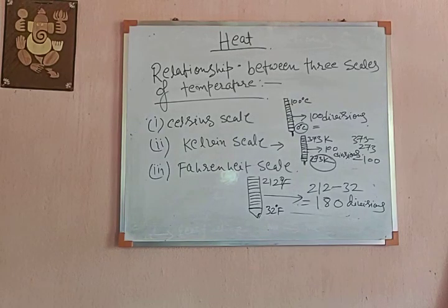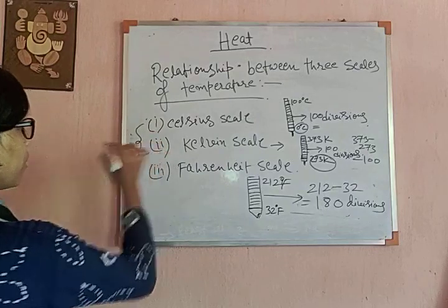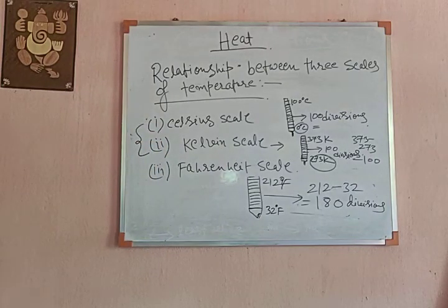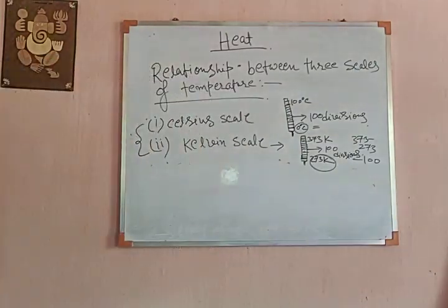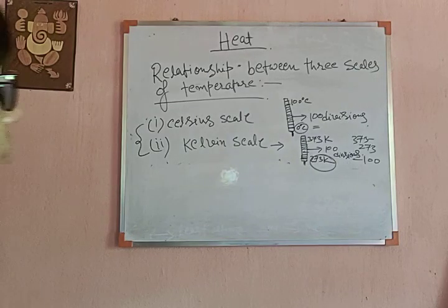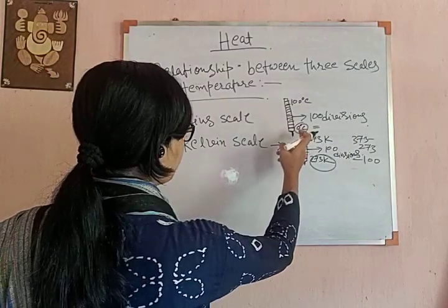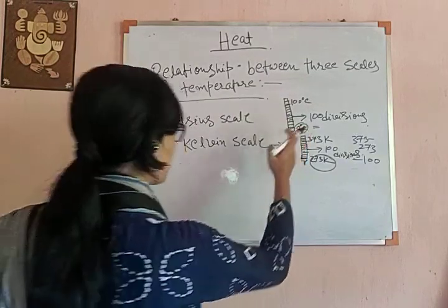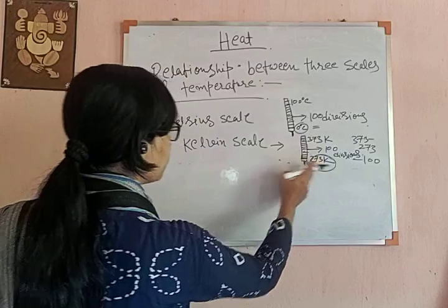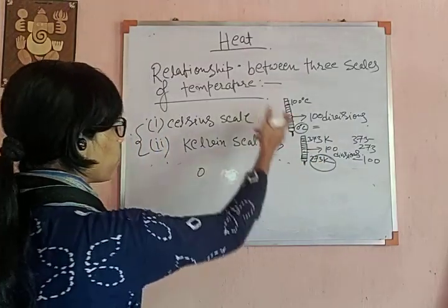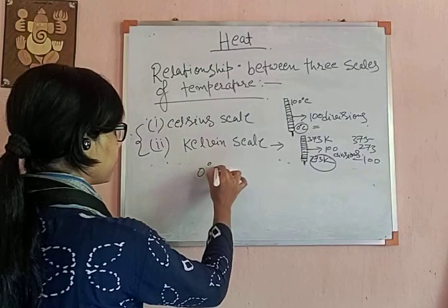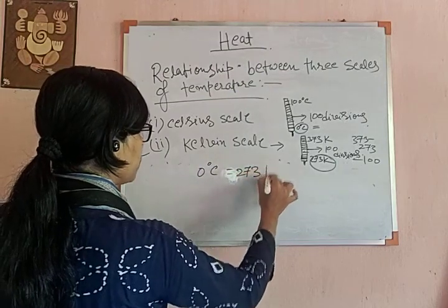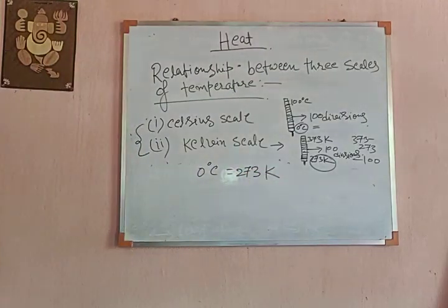First, how to correlate between Celsius scale and Kelvin scale. In these two scales you can see both have 100 divisions. I have said that the initial temperature in Celsius scale is 0 degrees Celsius, which is equal to 273 Kelvin in Kelvin scale. So we can write that 0 degrees Celsius equals 273 Kelvin.